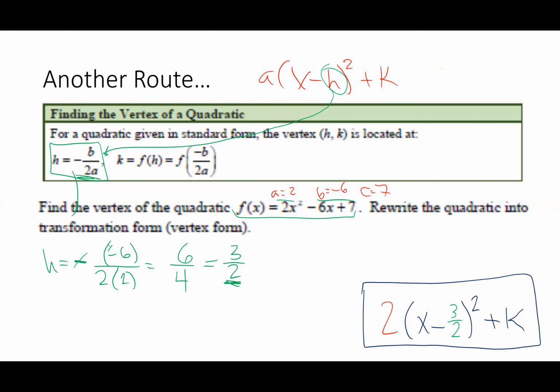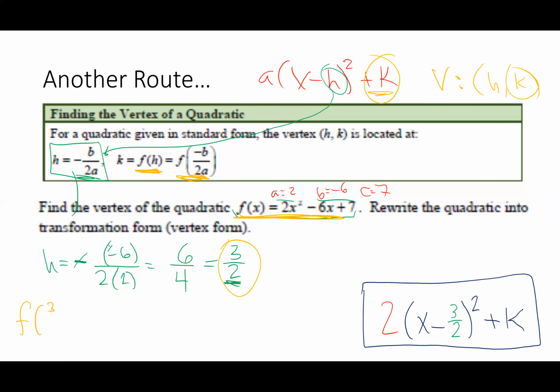Well, let's remember something. The vertex of a quadratic parabola is going to have the coordinates (h, k). So look, here's the k, here's the k. So this k is the y value of the vertex. I already know this is the x value of the vertex, so now all I have to do is plug the h value into my original function and see what y value comes out. Okay, so let's do that.